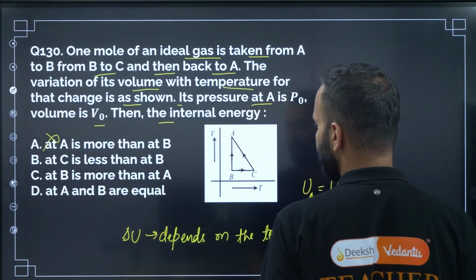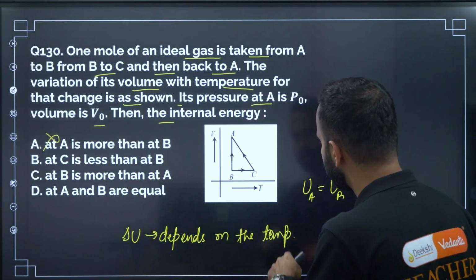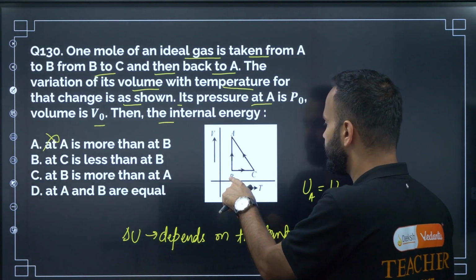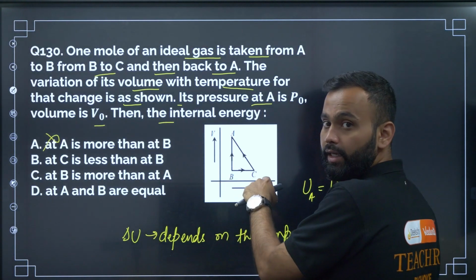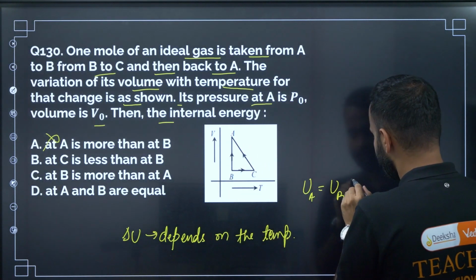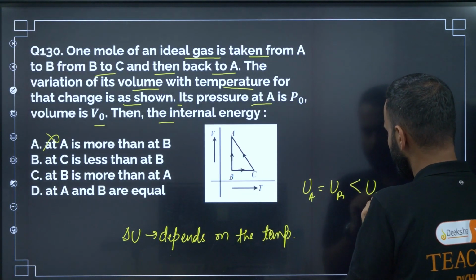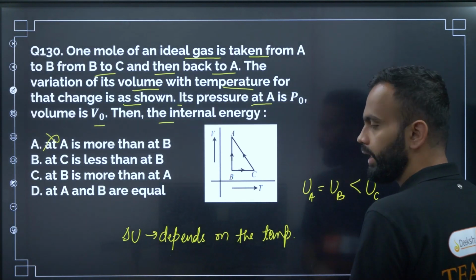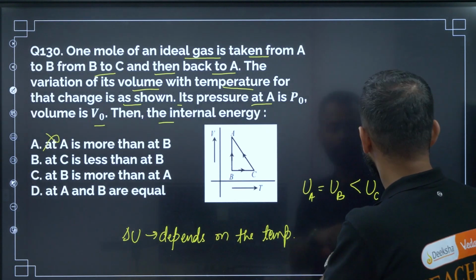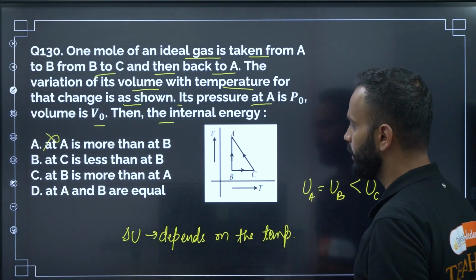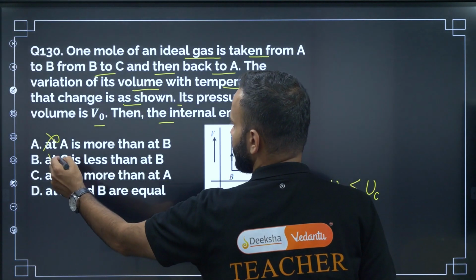Option B, at C is less than B. At C the temperature is higher, right, compared to at B, isn't it? So at C the internal energy is higher compared to B, right? So UC is greater than UB. So this is the internal energy, okay? At C, UC is greater than UB, not less than at B, okay? So option B is also wrong.